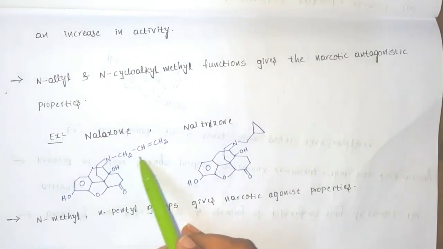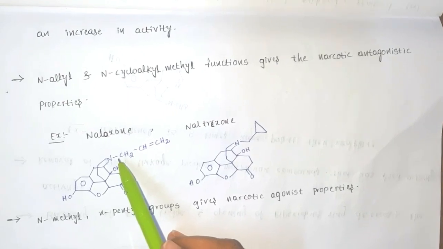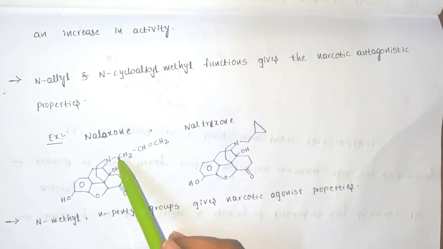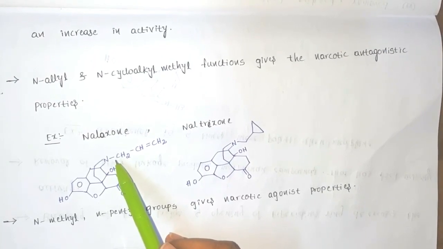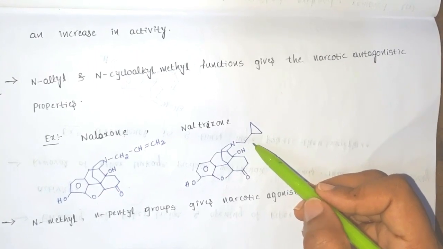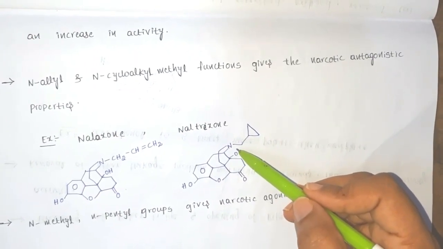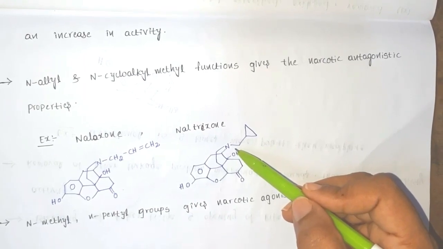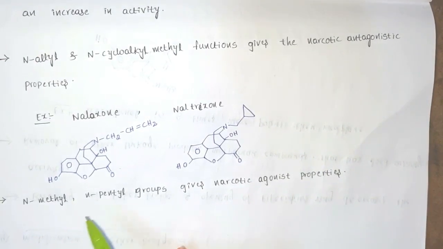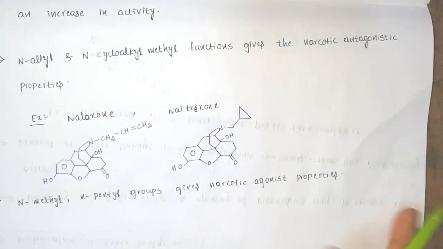This is an allyl side chain. Substitution of an allyl side chain instead of the methyl group on the tertiary nitrogen produces narcotic antagonistic activity. Substitution of an N-cycloalkyl methyl group at the tertiary nitrogen produces narcotic antagonistic properties. N-methyl and N-pentyl groups give narcotic agonist properties.